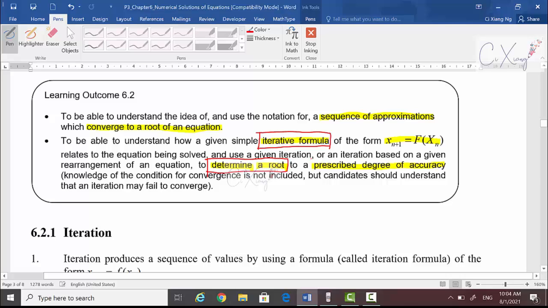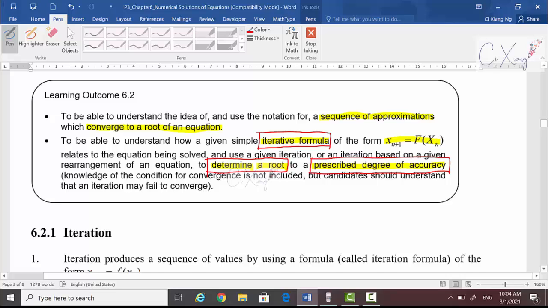In the question, they will always tell you first the degree of accuracy they request. How the equation converges, how it leads you to the final answer for the root, is not important and will not be tested in the exam. But you need to know the meaning of converge and fail to converge. All the details we'll explain now.